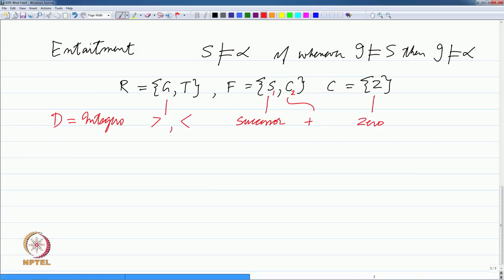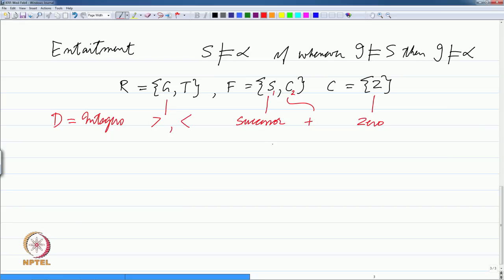So, if I have a set of statements, for example, if my S is a very small set, let us say it contains one statement which says that the successor of Z is greater than Z.